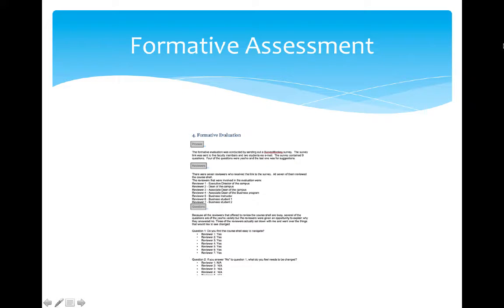Indicator 3.2, Using: Selecting appropriate processes and resources for learning based on principles, theories, and effective practices. For this indicator, I created a survey using SurveyMonkey to help me with my online course shell project for 512. Changes were implemented as suggested to help with the shell.